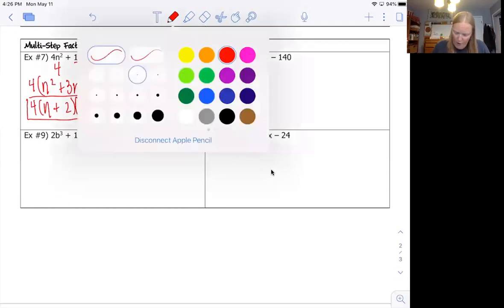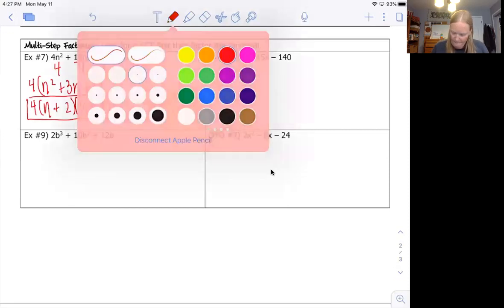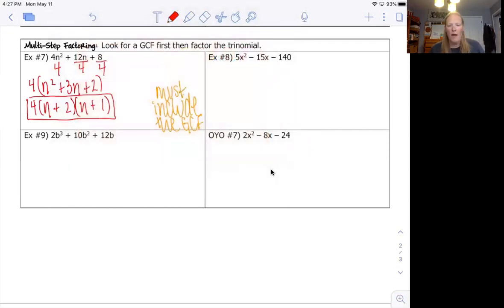So I'm gonna put a little note here. This is on my guided notes on line 2. Must include the GCF. When the problems get longer, I'll show you a little trick for bringing them along. For now, they're only gonna be 2 steps, but that's one of the more common mistakes, is people leave those out. Okay, cool. So let's look at number 8.